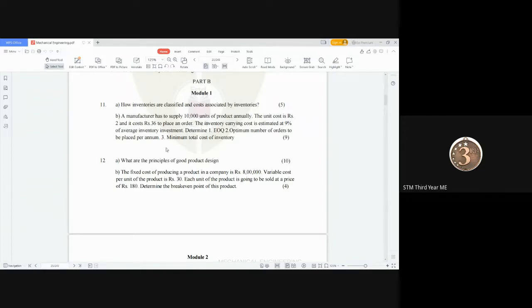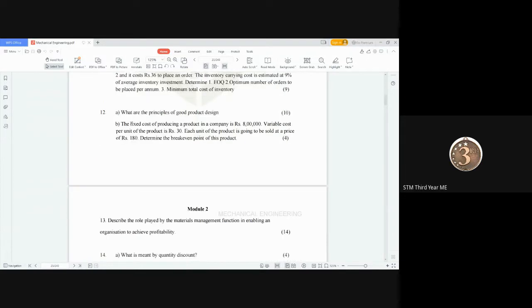And problem part, obviously we have already done this problem. Only the values are changed. The same type of problem we have done. Anyway, we will discuss it. Don't worry. Then, what are the principles for good product design?